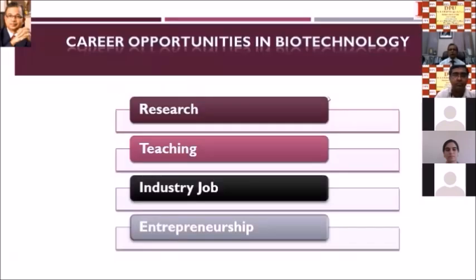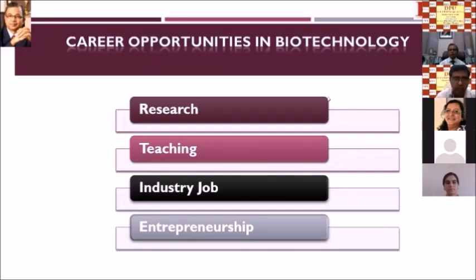Broadly speaking, this slide shows a few career options for aspiring students in biotechnology. As seen, the list is topped by research, although the other three, teaching, industry job, and entrepreneurship, also require research to some extent as a part of the profession.